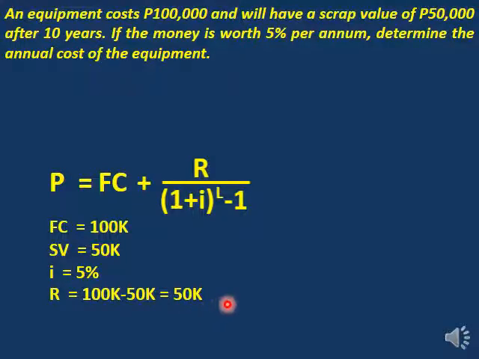Okay? So since the equipment can be sold for 50,000, then we need only another 50,000 in order to have 100,000 in order for us to buy new equipment. So substituting everything to this equation, we could yield the capitalized cost.